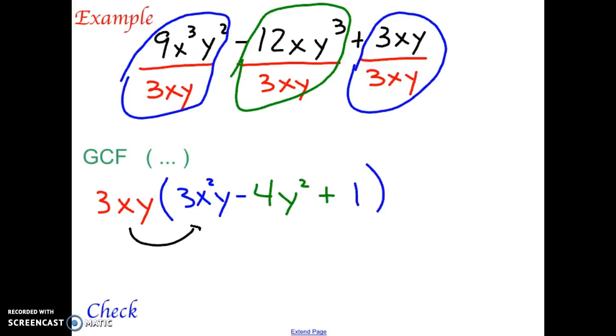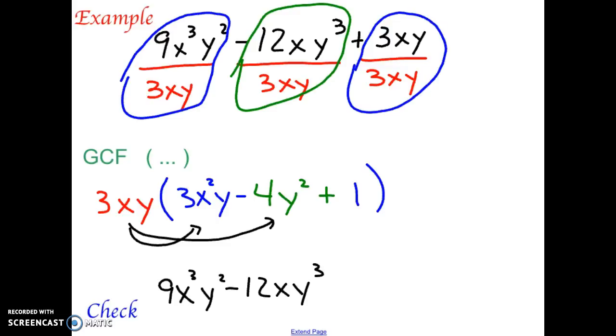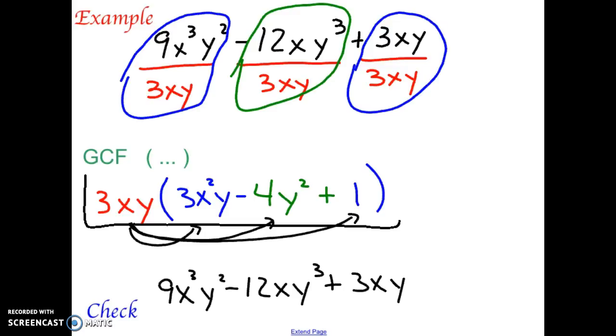If we do our check, let's see, we're getting 9x cubed y squared. That matches. Minus 12xy cubed. That matches. And our 3xy, that matches as well. So we have our answer.